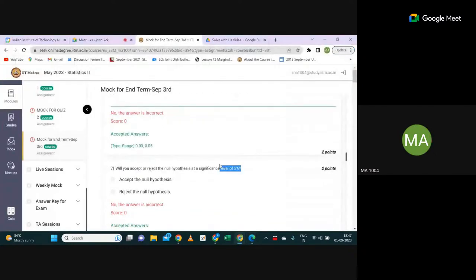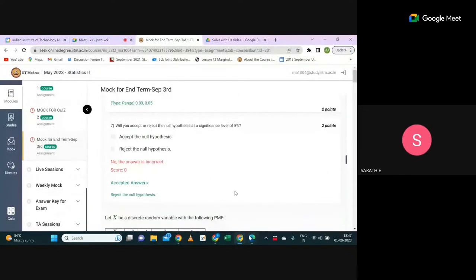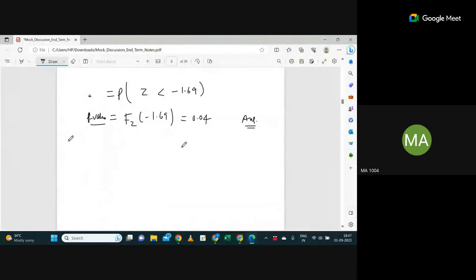Okay, it's a 5% size. Yeah, so we'll reject it. Oh, reject. Why? Reject the test. More than 0.04. So it's greater than the p value, sir. Yeah, it's greater than the p value. 0.08 is greater than 0.04.